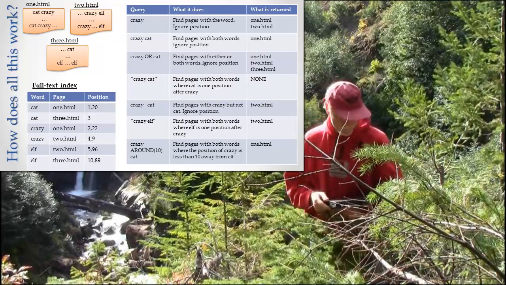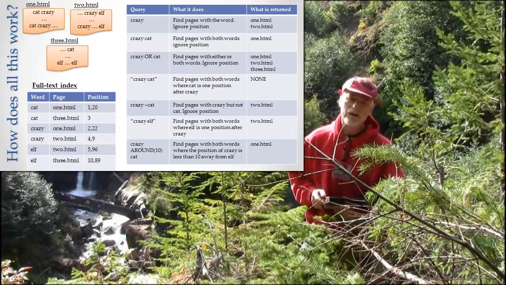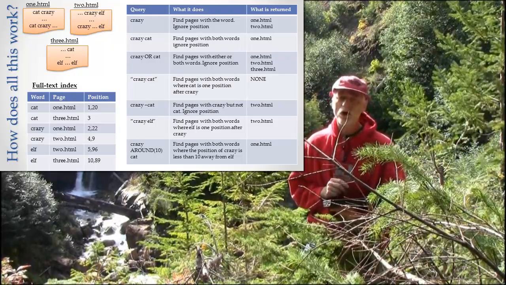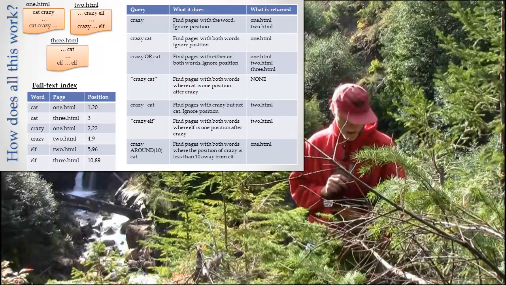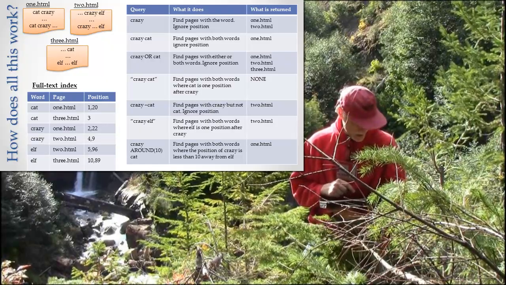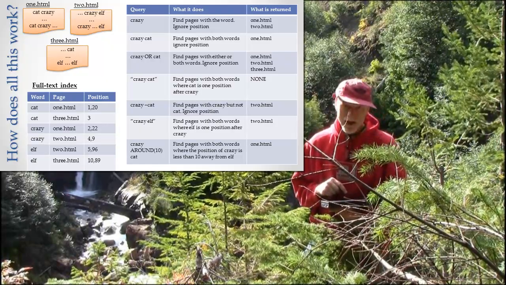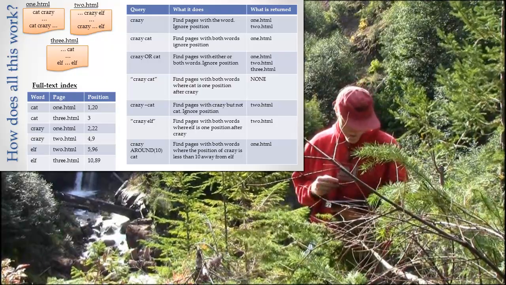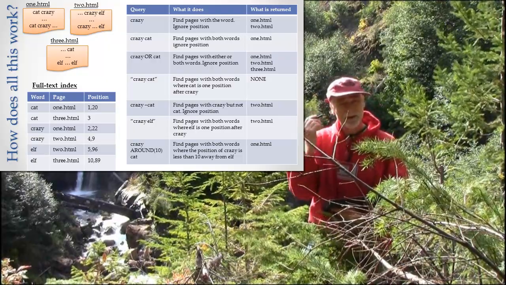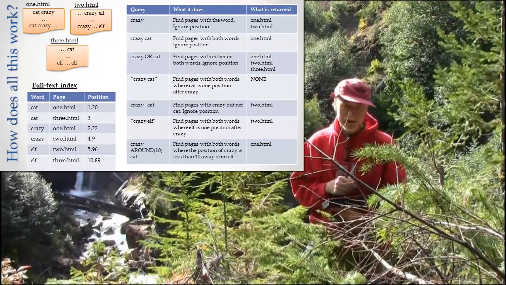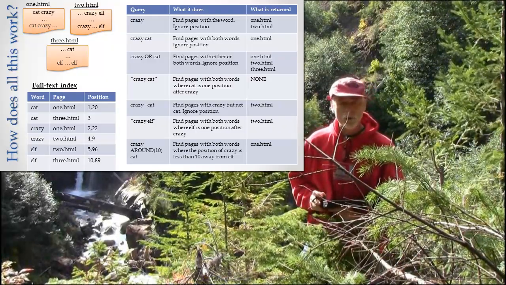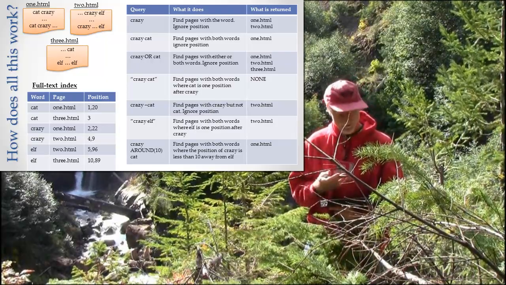Okay, now let's try the next one. Crazy dash cat. If you'll remember from my previous lecture, the dash means not. So give me all the pages that have the word crazy but do not have the word cat on them. And if you look at our index, you'll see that 2 pages have crazy, 2 pages have cat, but only 1 page has crazy and not cat. And that page turns out to be 2.html. 2.html has crazy elf but no crazy cat. Okay, starting to get the idea? We can use this index and the position to answer all manner of questions that you might ask Google. And this is how Google does it as well.